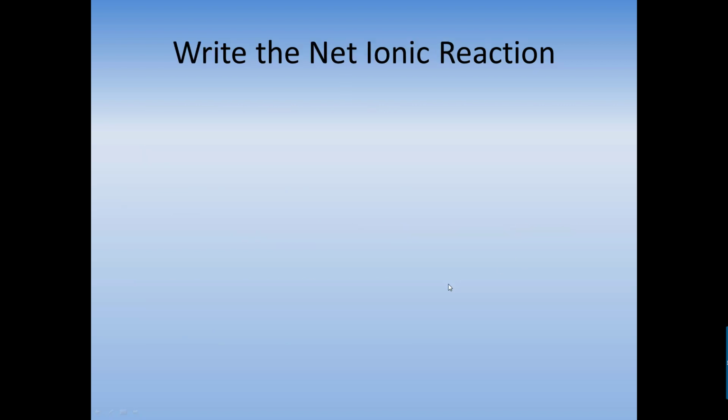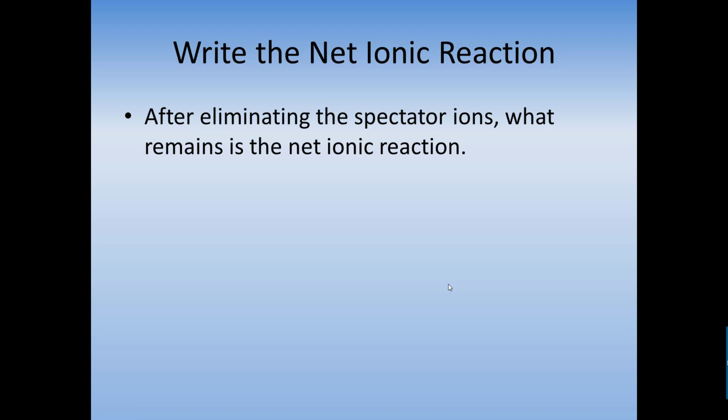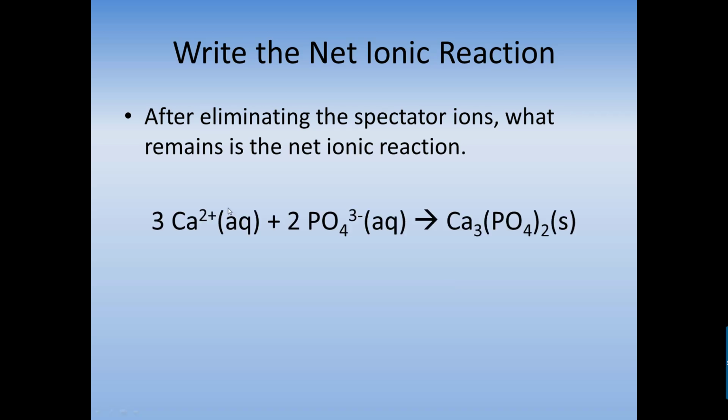So now we can write the net ionic reaction. We eliminate the spectator ions, and what we have left is the net ionic reaction. The net ionic reaction shows the reaction of calcium with phosphate to form calcium phosphate. And notice how the stoichiometric coefficients for the separated ions have now become subscripts in the ionic compound for the solid. The spectator ions in this case were sodium and chloride. They were removed from the net ionic reaction.